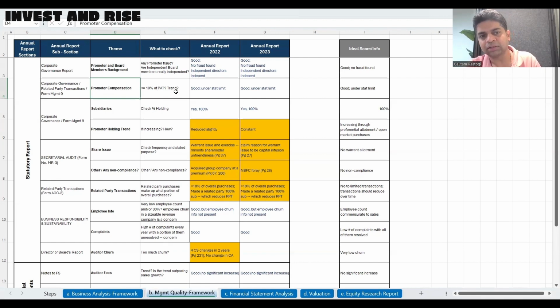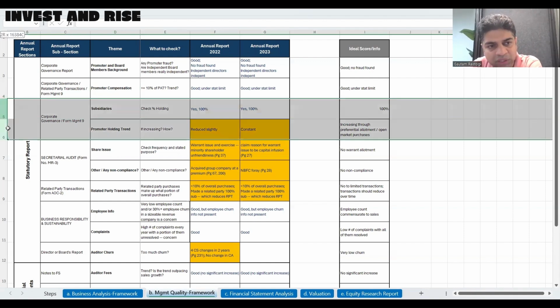If it's less than 10% of profit after tax at all times, then that's decent. A lot of value investors would tell you it should be less than 5%. But many times that's not the case. At least it should be under the statutory limit. You can always check what the limit is, and the auditors will actually call you out if it's above the limit. All right, let me move forward.